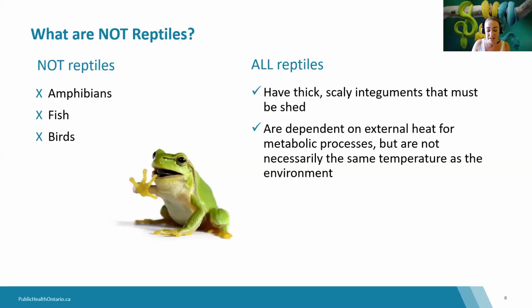So things that are not reptiles are amphibians, fish, birds, even though some of the bird people say that they're technically dinosaurs, and dinosaurs and reptiles are somewhat related. Really, all that sort of unites reptiles as a group of animals is they have thick, scaly integuments that must be shed in some way, and they're dependent on external heat for their metabolic processes, but they're not necessarily at the same temperature as the environment. So it's important to realize that a lot of reptiles should feel quite warm to the touch. They're not cold, they're not slimy. They're very sort of interactive with their environment.